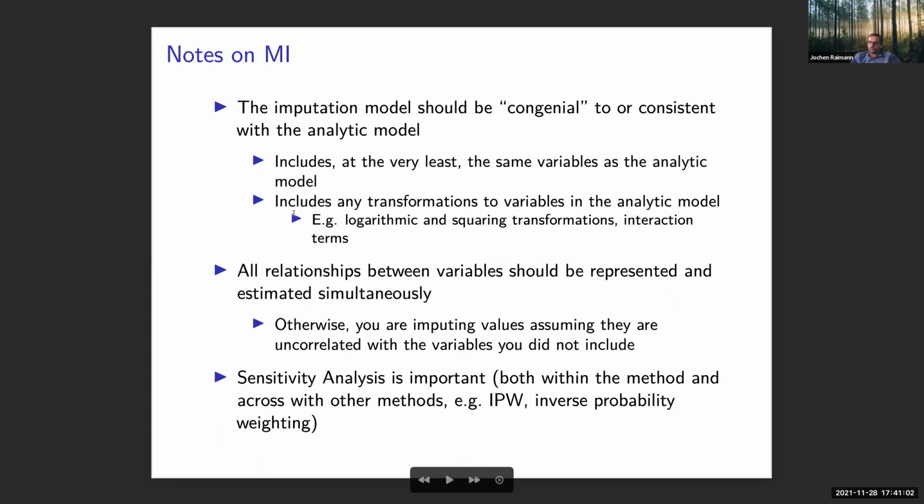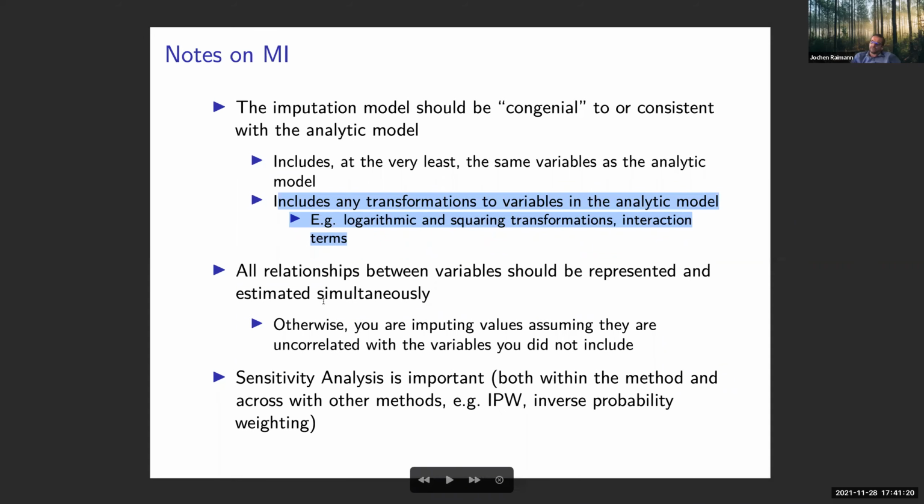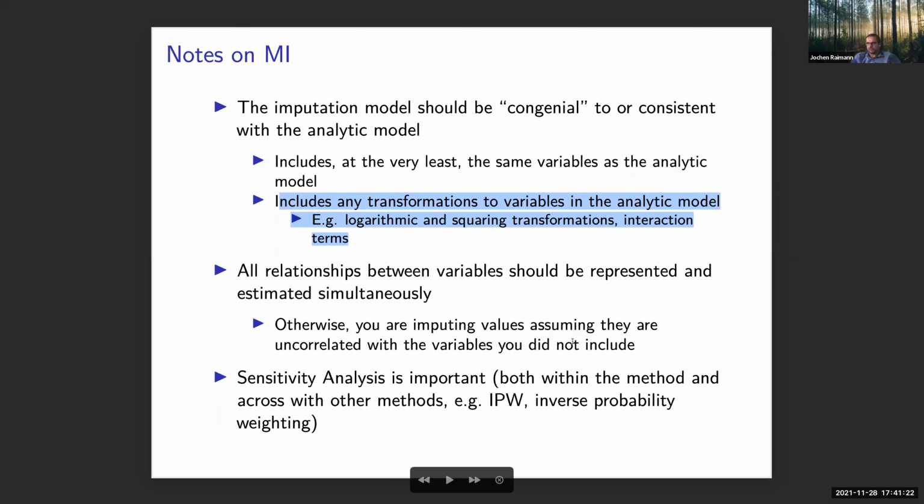It also needs to include transformations to variables in the analytical model. So the only question is what I mentioned before, whether you want to do it before and after. I'll investigate that, and I'm going to let you know if I find something behind what I just mentioned.